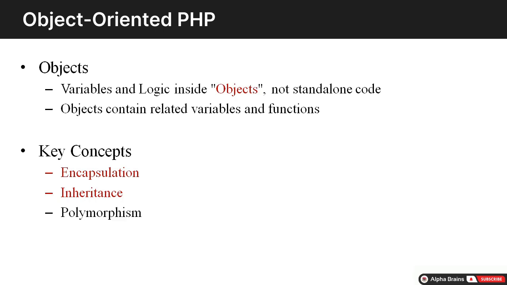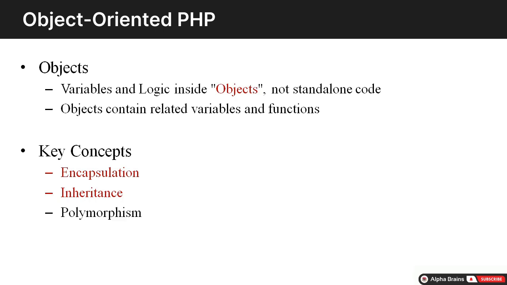We define a function, we call a function, we set a variable equal to something. We're not going to do much of that in the object-oriented PHP or object-oriented programming at all. All of the logic and variables will live inside of these objects. Objects contain related variables and functions. And by related, this is a logical concept. We're going to put things together that make sense to be together. I'll have some examples later.